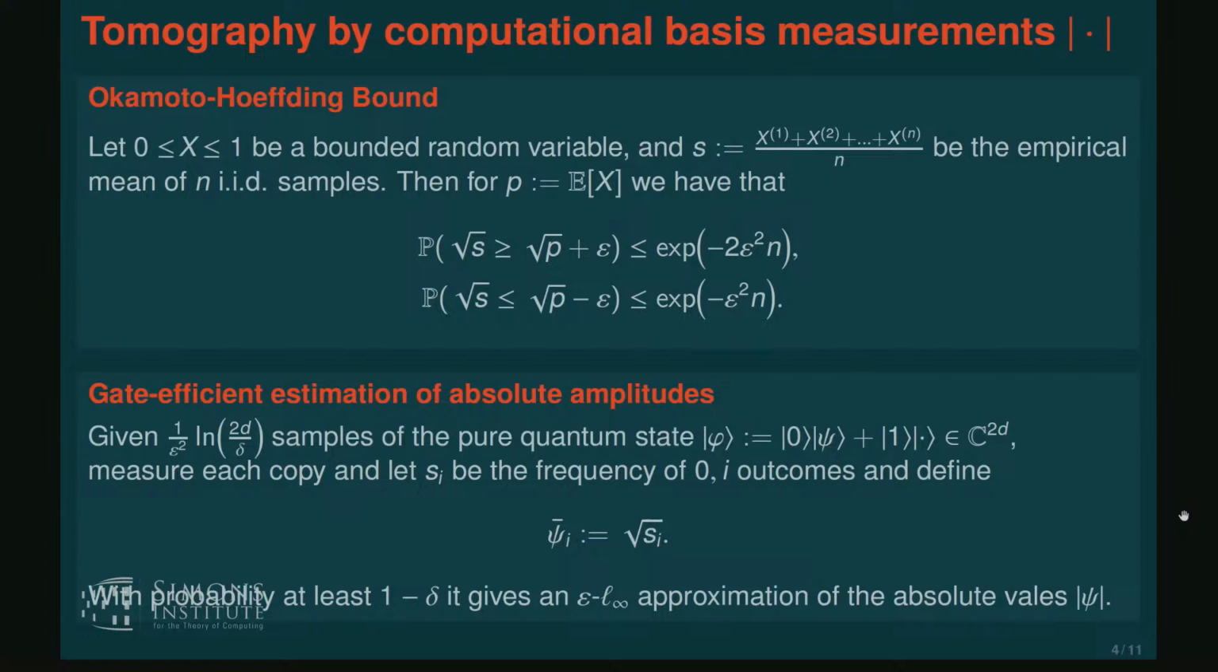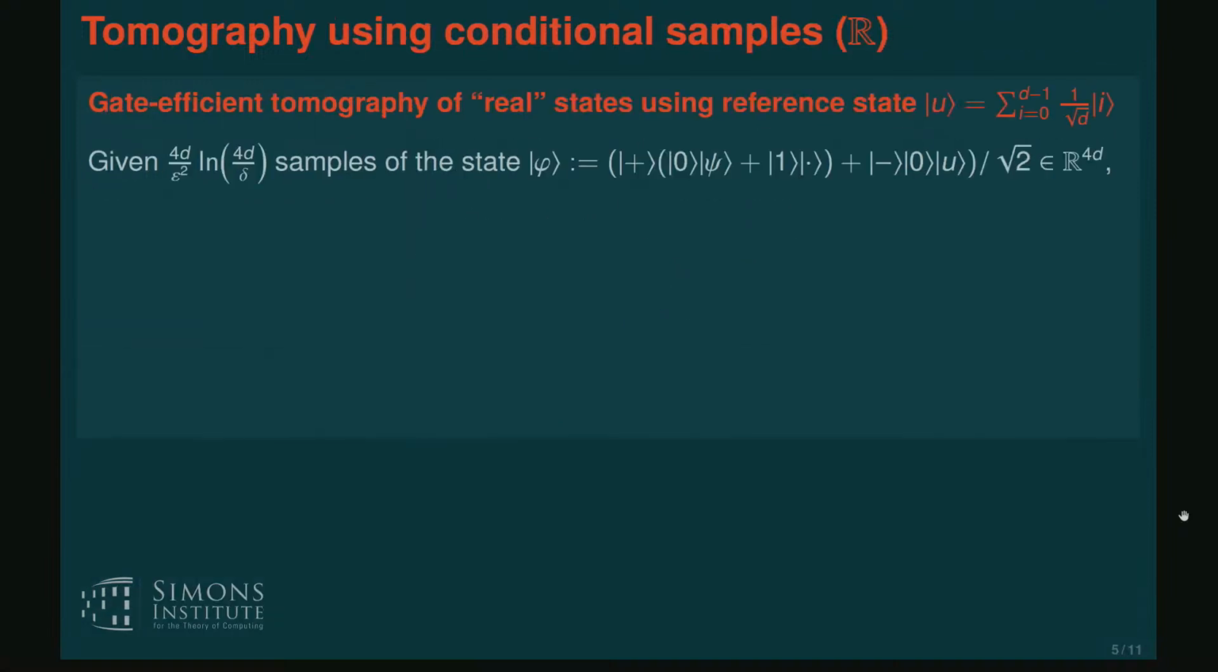And because of this concentration inequality, we have that with probability at least 1 minus delta, it gives an epsilon approximation for all the absolute values of the vector. So this is a very simple procedure, just computational basis measurements, and it gets you estimates of the absolute values of the amplitudes. Okay, so this is step 1.